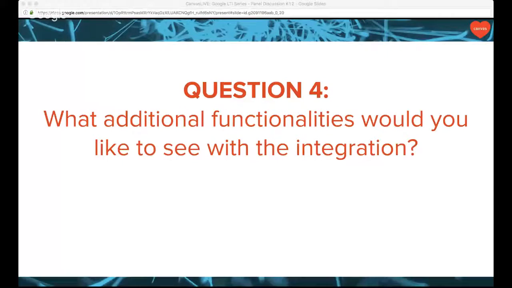Let's go ahead and move on to the next question, which kind of piggybacks off of the things we're already talking about. Question number 4: what additional functionalities would you like to see with the integration?